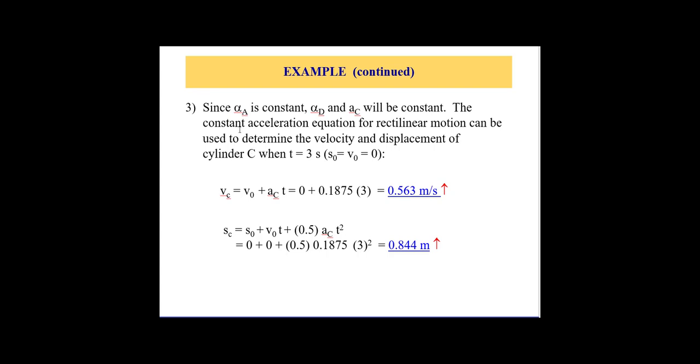And therefore, since alpha is constant, we can write the equation of motion utilizing the velocity of C equals the initial 0 plus the tangential acceleration of 0.1875 multiplied by time. That's going to give you the velocity of C. In a similar fashion, you can write the equation of motion for C, which relates the velocity to the acceleration of C, computed after 3 seconds.